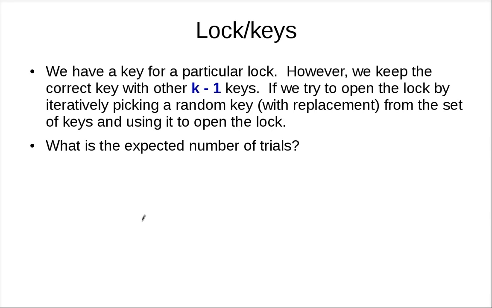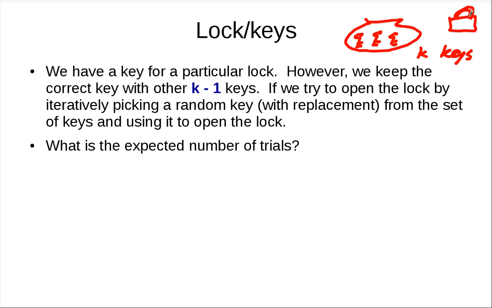All right, and let's look at another example. We have a key for a particular lock. However, the correct key is kept with other k-1 keys. So you have a bag full of keys, but only one is correct. So there are k keys. You want to unlock the door, and you pick a random key and you try it. You pick a random key with replacement. What's the expected number of trials that you have to do? This number of tries is a random variable, right? It's called y. So we are interested in the expected value of y.